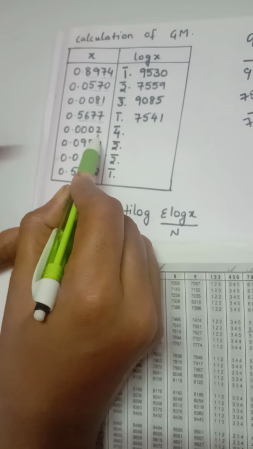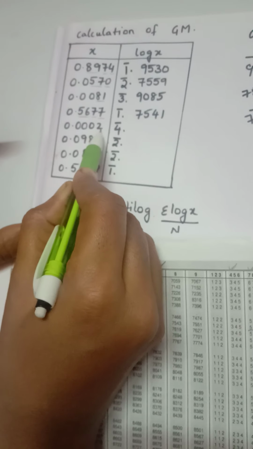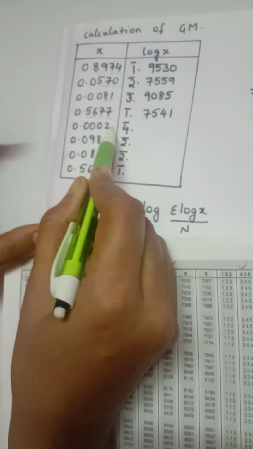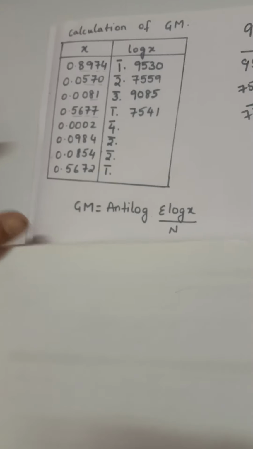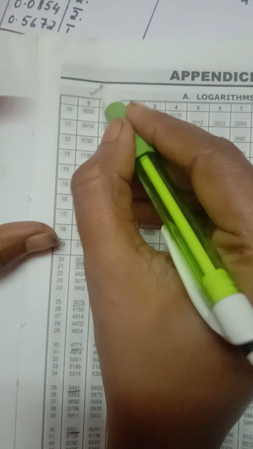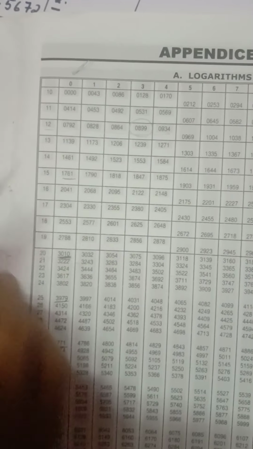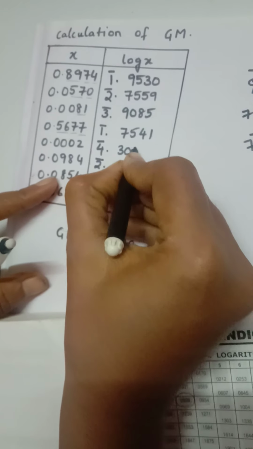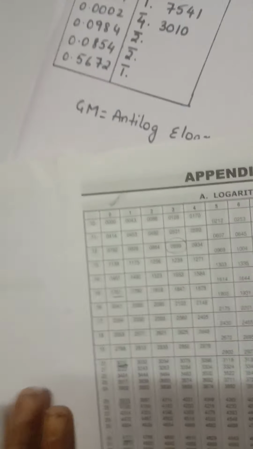So 2, how is it read in the geometric mean when you are referring to the table? 20 at 0. So 20 at 0 is 3010. So 3010 you have to take here. Okay. Next one.